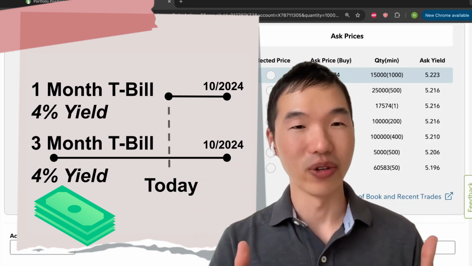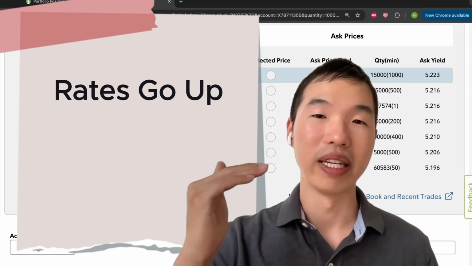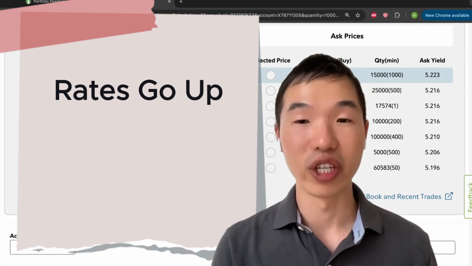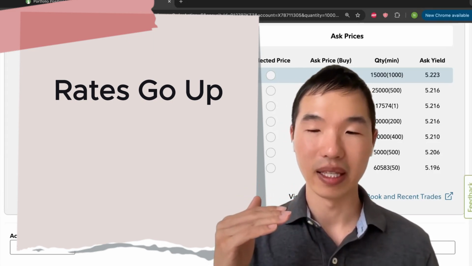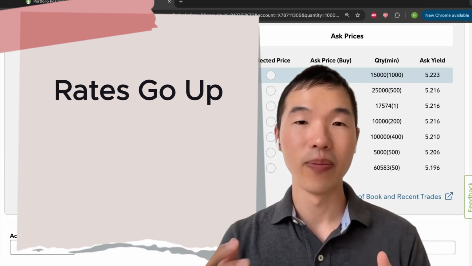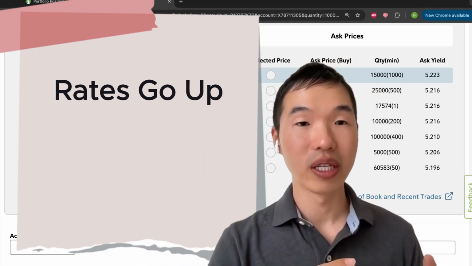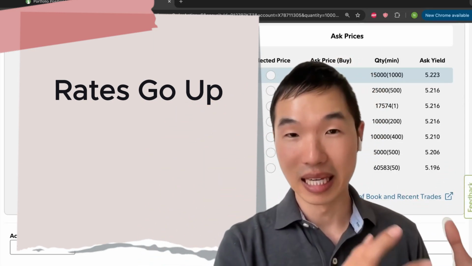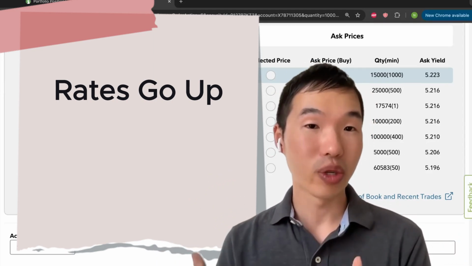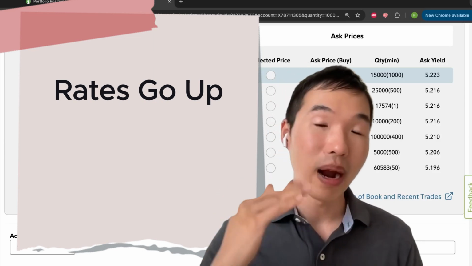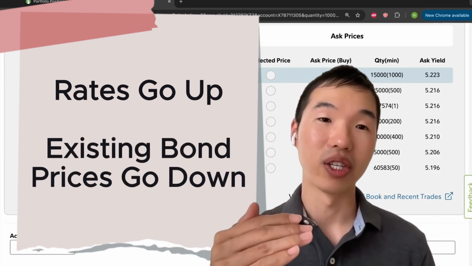Now, the flip side is true. If the government, for example, increases the near-term interest rate, maybe because inflation data is particularly high, the newly issued 1-month bill will have a higher yield, and as a result, people will sell existing Treasury bonds to instead buy the new Treasury bond, and the price of the treasury bond that you currently hold will actually go down.